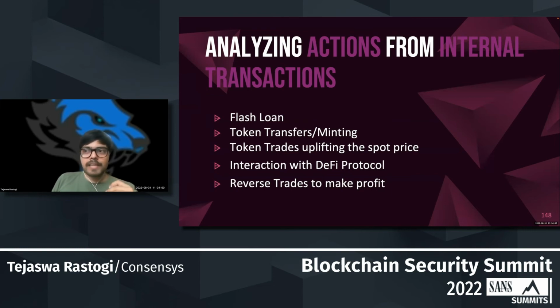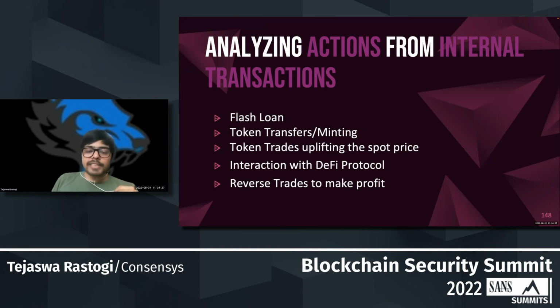So the first step may be the flash loan itself, the transaction of the flash loan. Second would be token transfers, right? Because for every swap, for the flash loan, there will be a token transfer. We'll be inflating the price, right? We'll be trading tokens. That will be again a swap, right? That will be again a token transfer. So we'll be taking those into account.